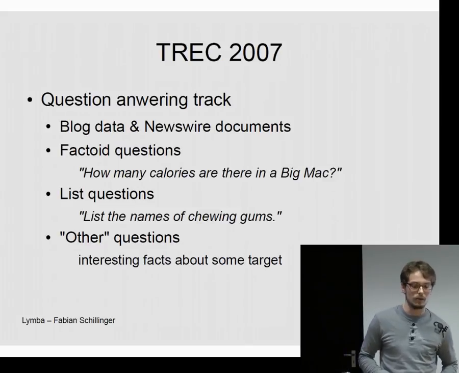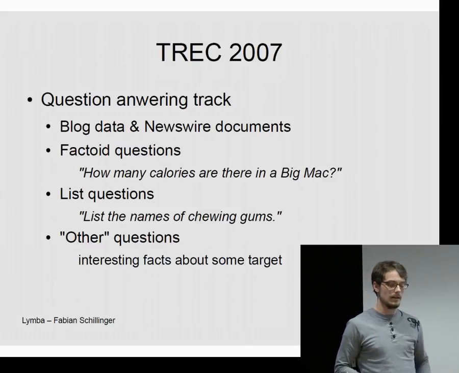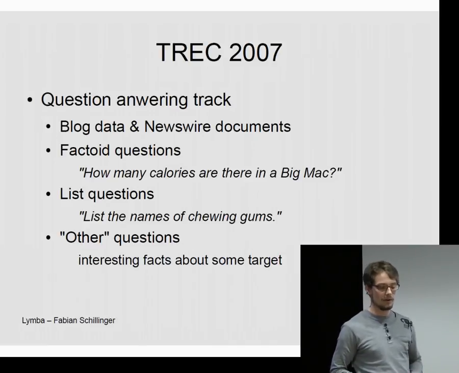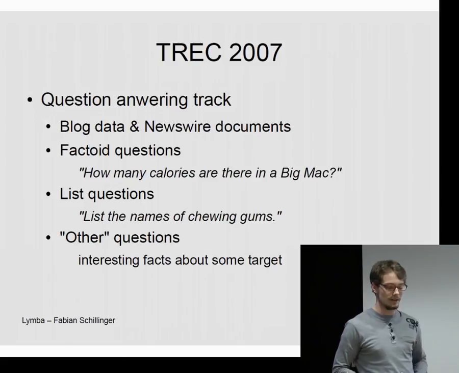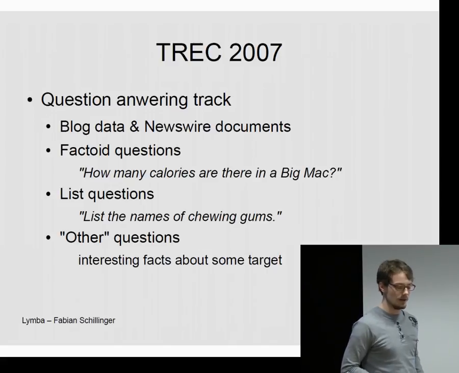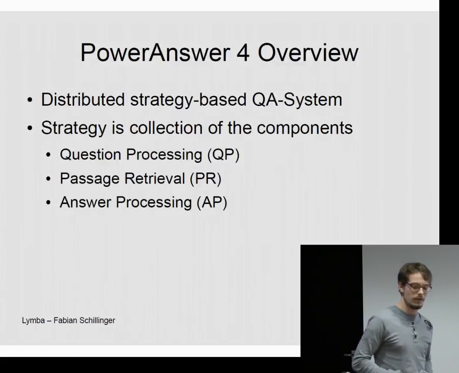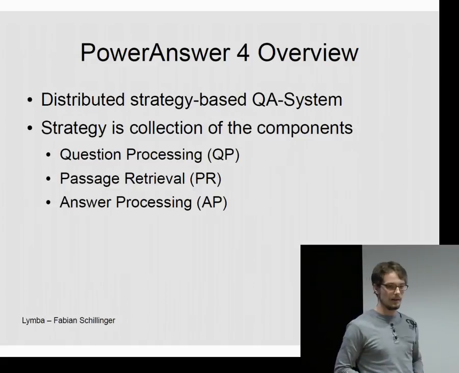was blog data and newswire documents, and they had three kinds of questions. Factoid questions, for example, how many calories are there in a Big Mac? List questions, for example, list the names of chewing gums. And other questions, where the question answering system should give some interesting facts about this target. PowerAnswer 4 is a distributed strategy-based question answering system.